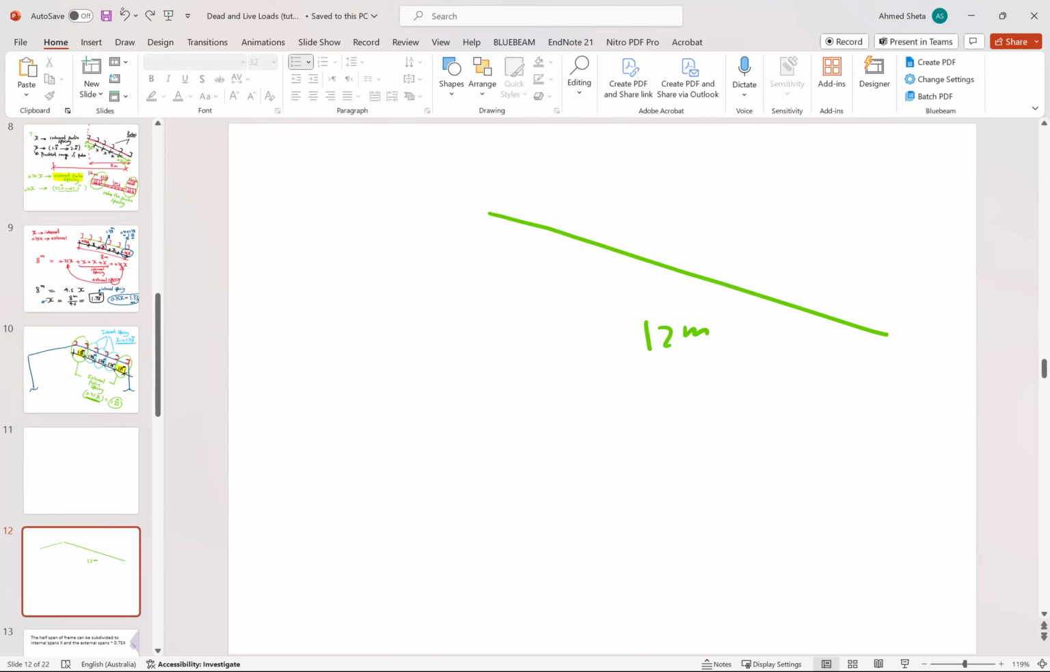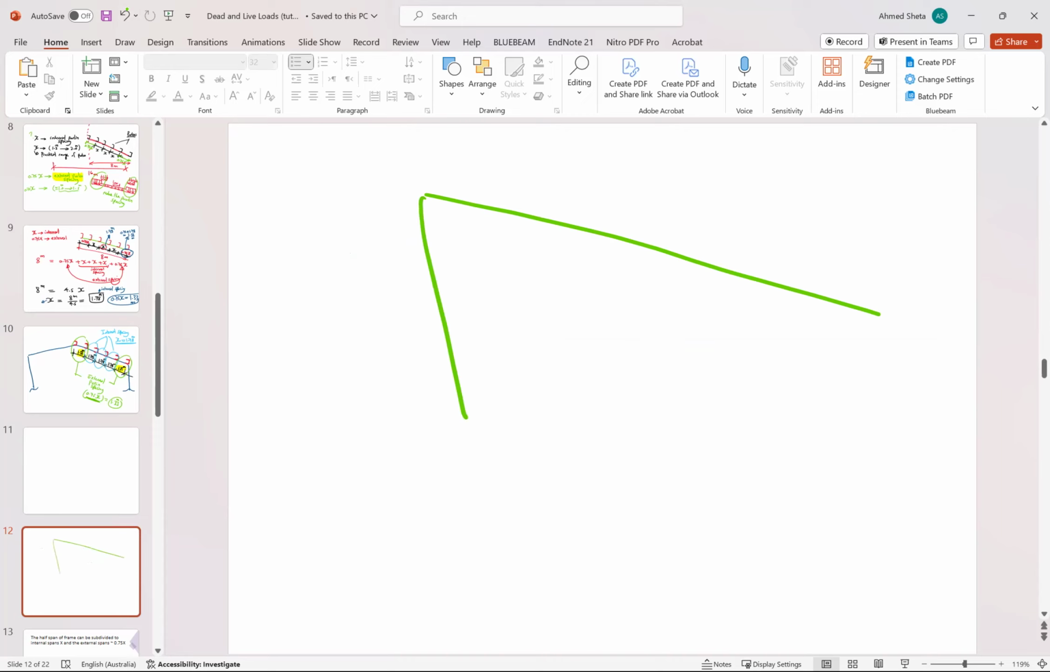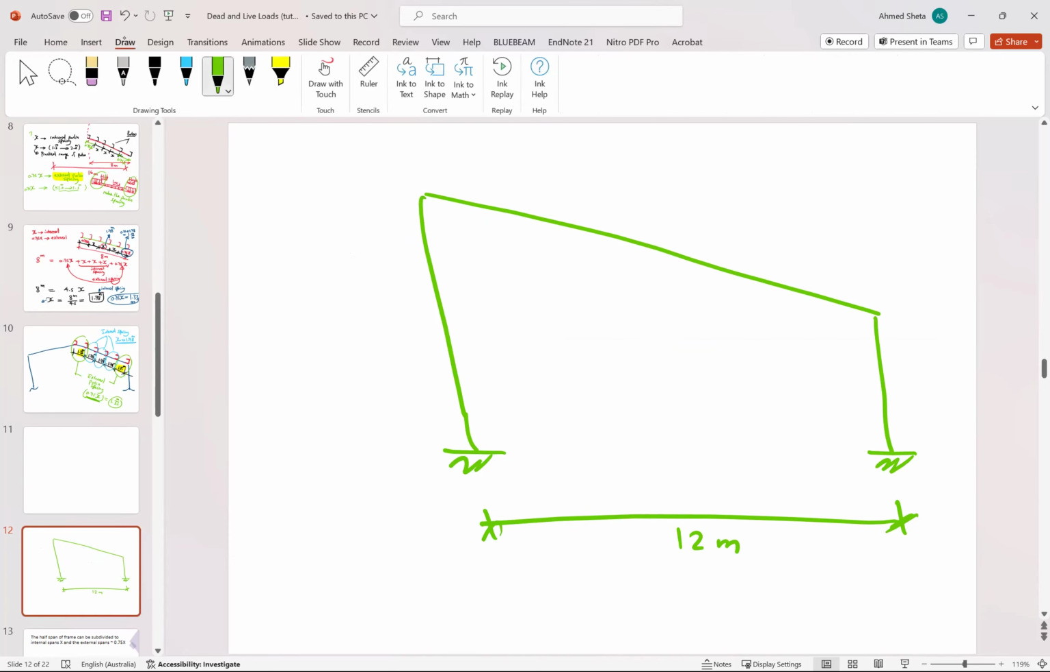Okay. We use half of the building if the building is symmetric or if it is gabled. But if we have a building of single slope like that, and this is our width of the building, 12 meter, do we take half of the building or the whole width of the building? Here, because there is no symmetry, we will use the total span, or 12 meter.